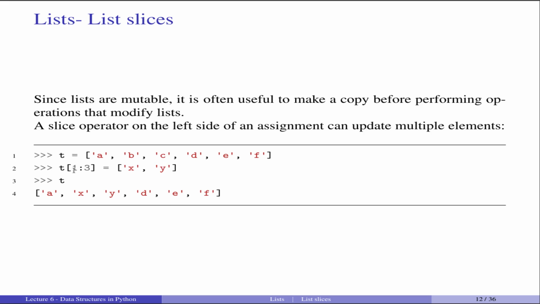So notice that the element at index 1, which was previously b, has become x, and the element at index 2, which was c, has now become y, right? Okay, and the remaining is the same. So we can update a whole slice at a time.